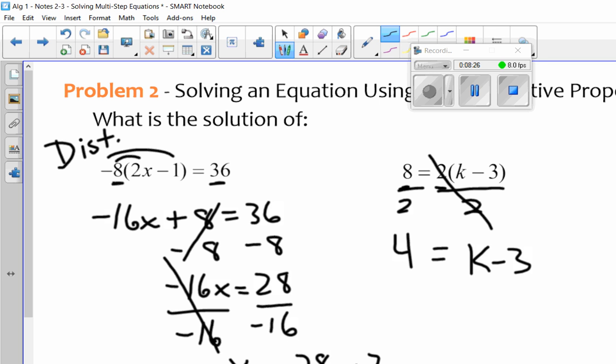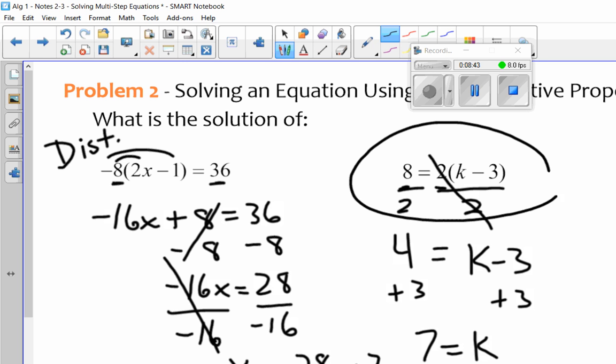Okay. Now, to me, that looks like a really easy problem to solve at this point. Okay. So if it's subtraction, I'm going to add to both sides, and I get 7 equals k. And you could always flip it around. You could have flipped it around that way at the very beginning so that k was on the left-hand side. It doesn't matter. It's just, this is the way we're used to seeing it written.